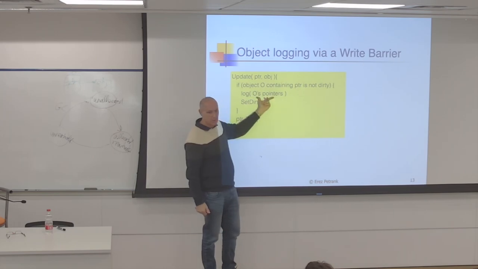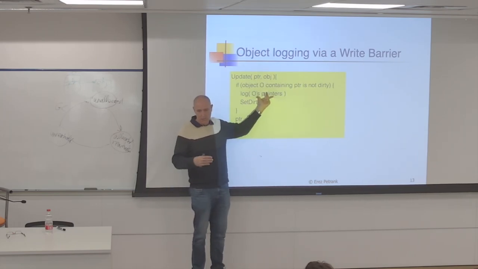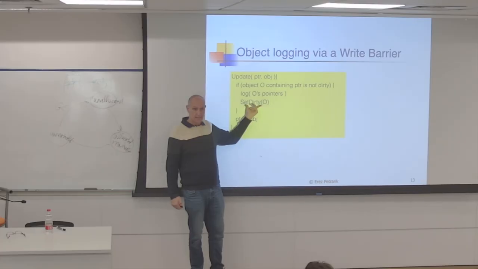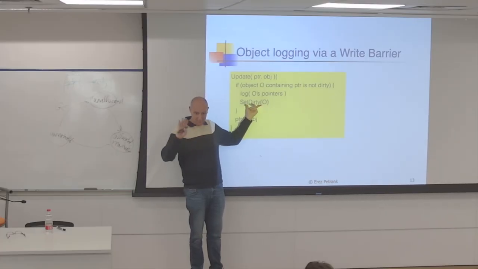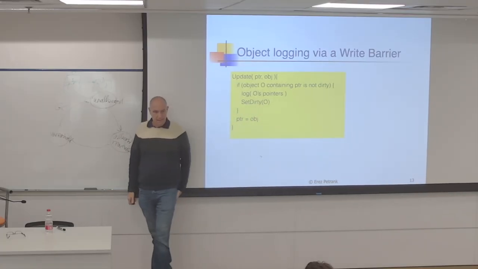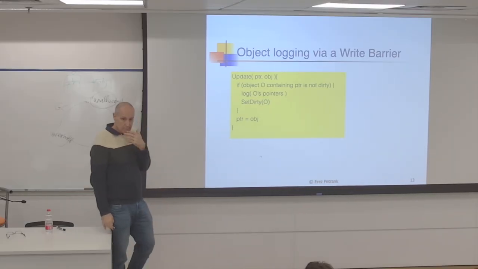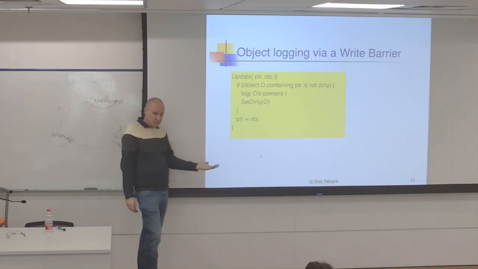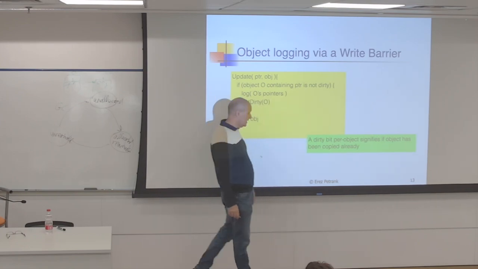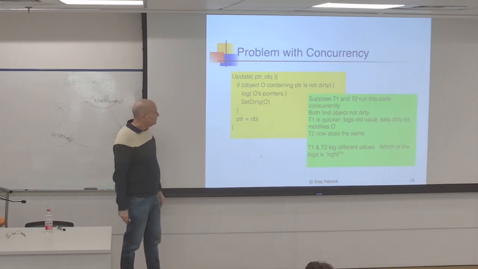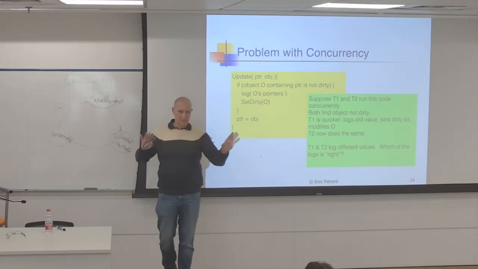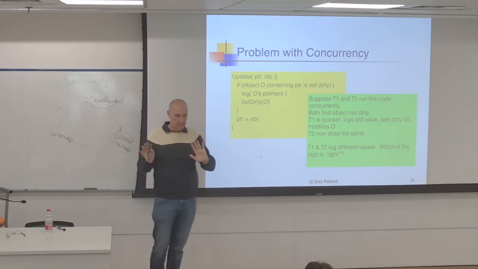So I log all its pointers. I only need its pointers. I don't need integers or other things that are in the object, just pointers. So I log all its pointers and I set it dirty. I tell myself, next time you see it, you don't have to copy it. And then I can do the actual write. This is the most naive way, the first implementation that you would think of. There is a dirty bit per object that tells you if it has been copied or not. The problem is that if you have two threads doing this, they may write two different values, and then you will not know what was there during the snapshot.